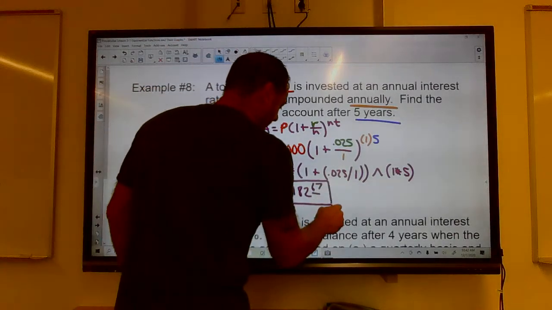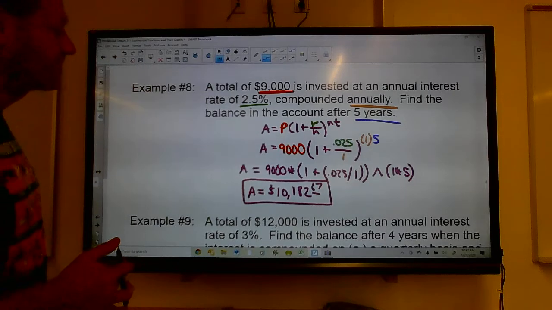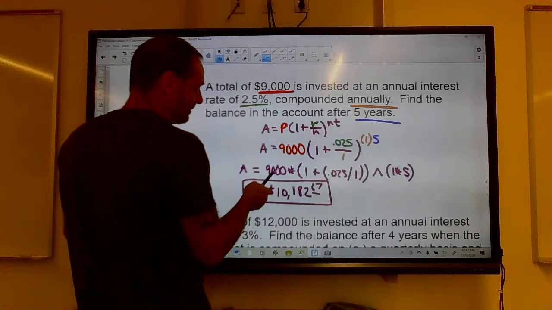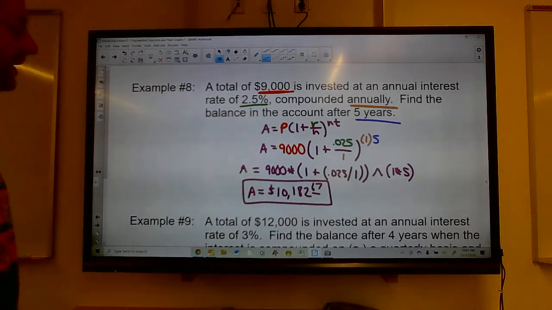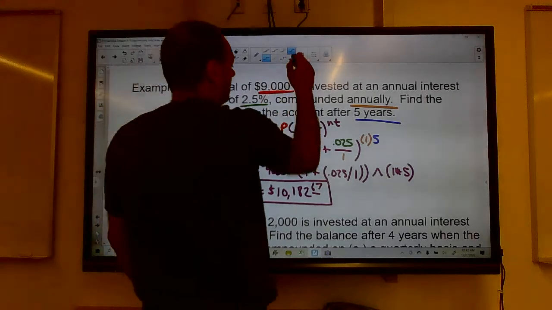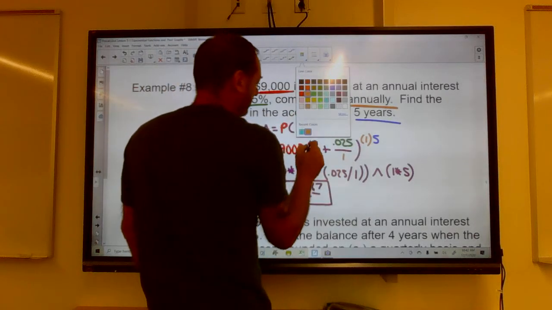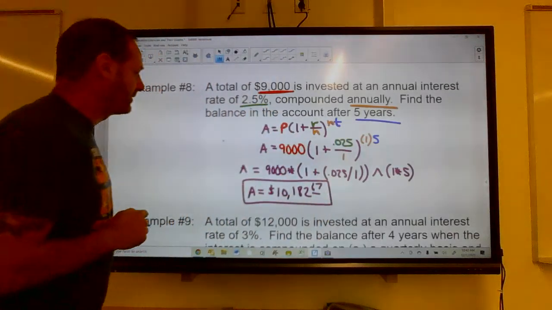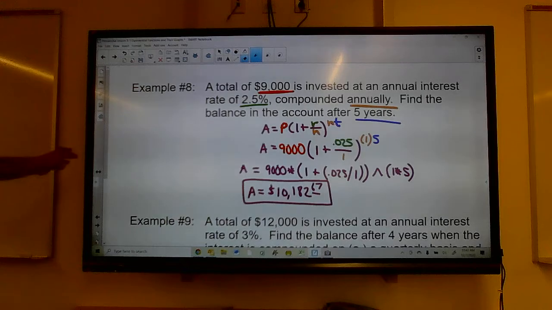Okay, now you got to be careful because sometimes it will ask you how much interest did you get, and if that's the case, you need to take the amount and subtract the principal, and that will tell you how much interest. So there's $1,182.67 in interest in this problem. Trying to keep everything color coordinated here for you so that if you're looking at the notes, you can find everything easy.